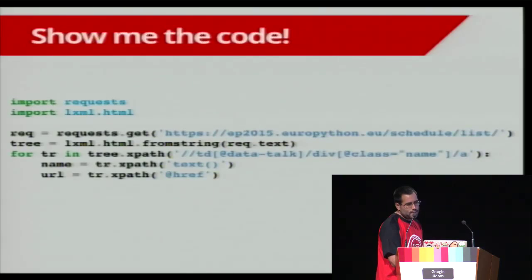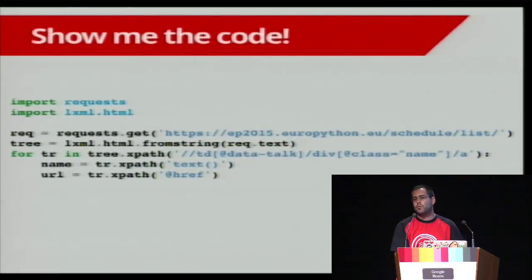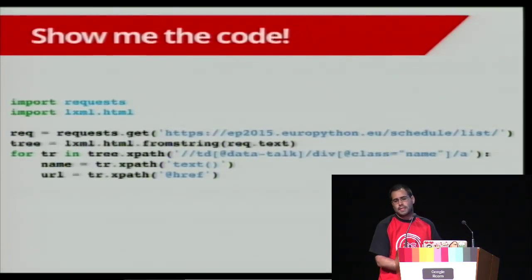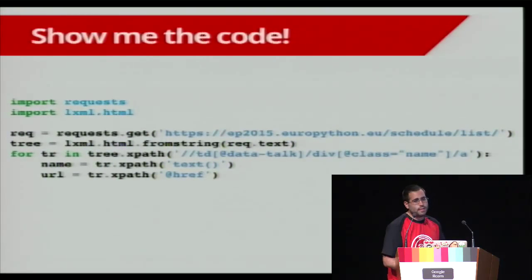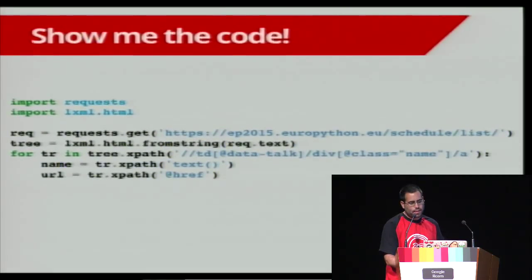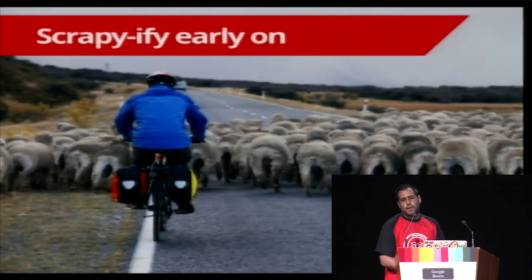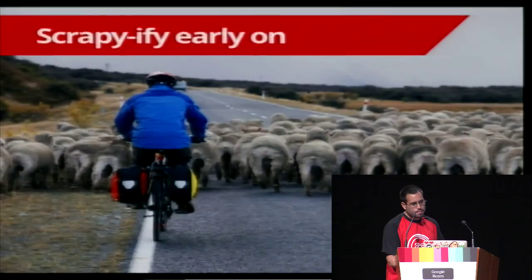So, we have this piece of code, and let's say I want to perform 2 million requests to Amazon.com or whatever site. How does that piece of code scale? How do we test it, etc.? It's not that easy. You can say, okay, let's spawn some threads, or let's use Gevent, but it doesn't work, or it works for a little time until it gets painful. So what I recommend is to Scrapify early on. It has a bit of a learning curve, but it's really worth it.